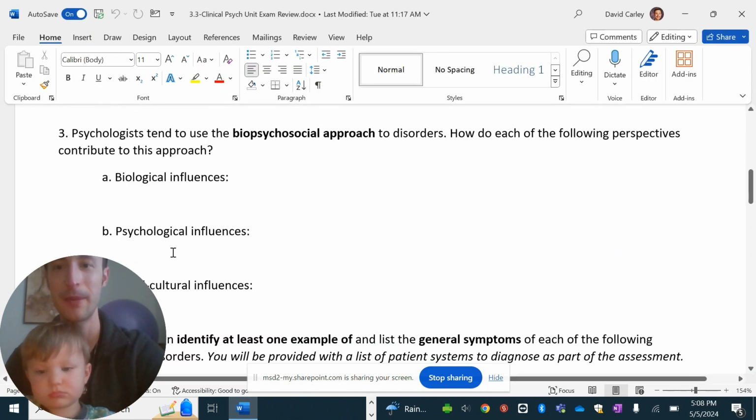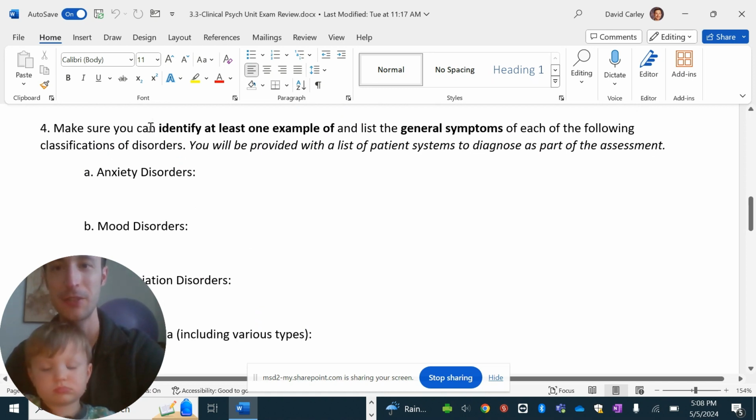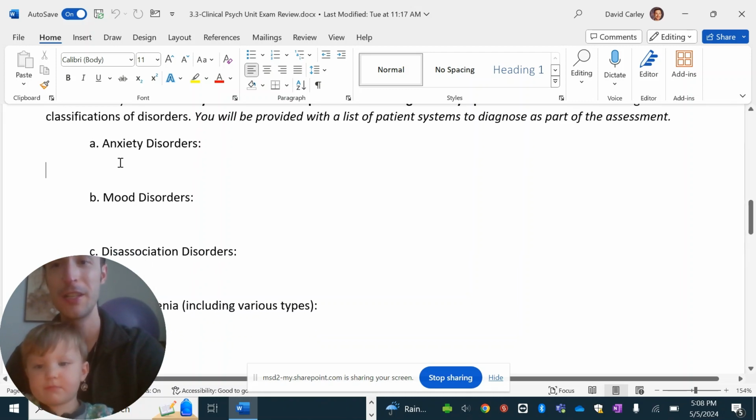Those were key things at the beginning of the unit. We also talked about these 4 big types of disorders. I think as long as you can identify at least one example and give the general symptoms of them, it's okay. I don't think that's something we need to take a ton of time to go over. Generalized anxiety disorder and obsessive compulsive disorder were the 2 that we really focused on.